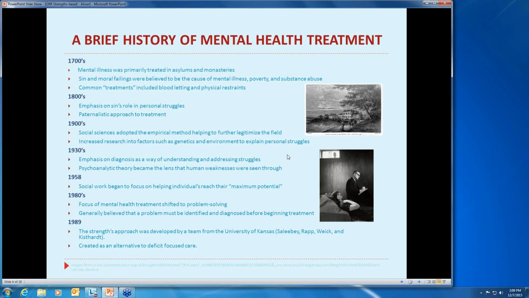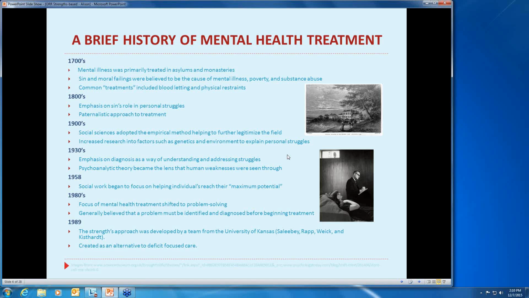We understood everything through the diagnosis and through the label we put on it, and the focus was on having that diagnosis so you could begin therapy. In 1958, we get the first inkling of the strengths model, where social work began to focus on helping individuals reach their maximum potential. And then in the 1980s, the focus of mental health treatment shifted to problem solving. So it was no longer about the diagnosis, but the focus was still on the problem rather than the strengths. And it was, again, believed that you had to have a name for the problem. You had to diagnose, you had to label what was wrong so that you could remove what was wrong and begin treatment. And then in 1989, we finally get the strengths perspective.